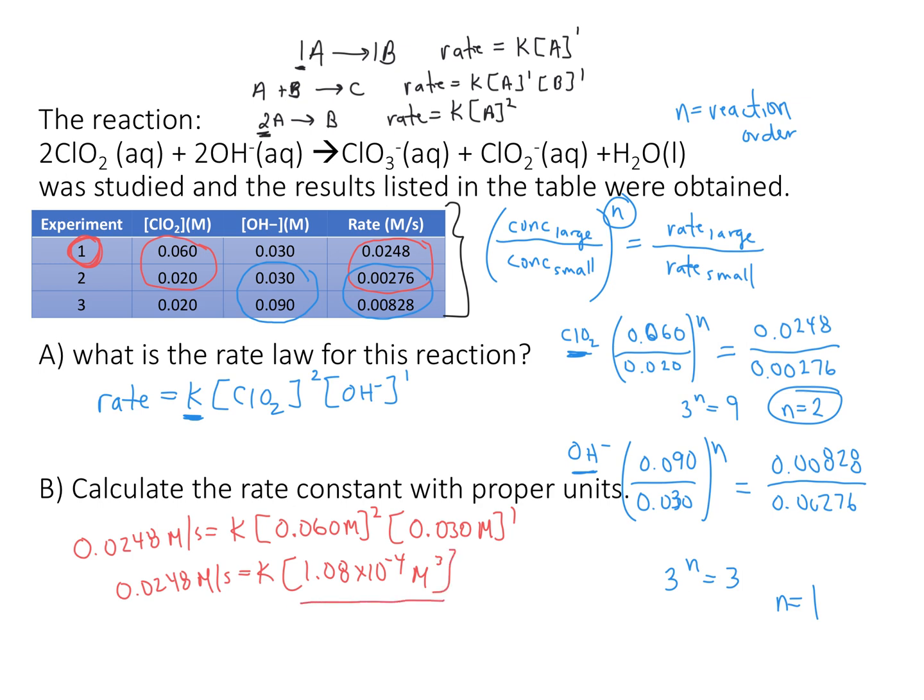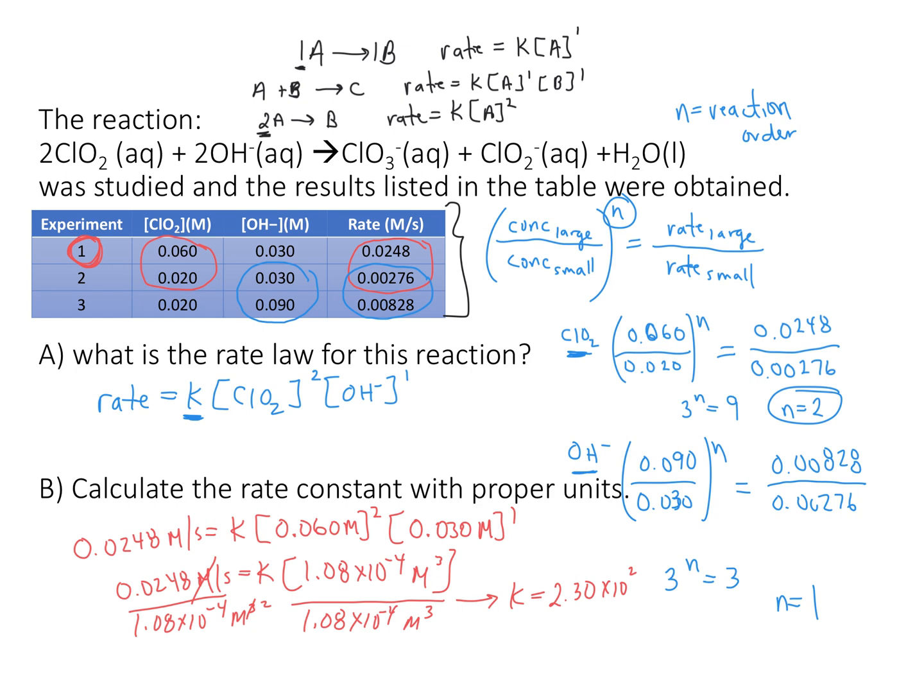I want to get rate constant by itself, so I'm going to divide both sides by 1.08 times 10 to the minus 4. Right, that molarity cancels out. One of those cancels out. And I'm going to end up with a rate constant for this reaction of approximately 2.30 times 10 to the 2.